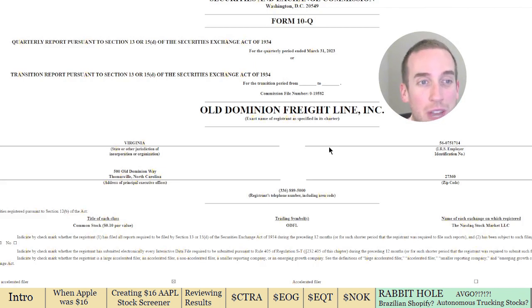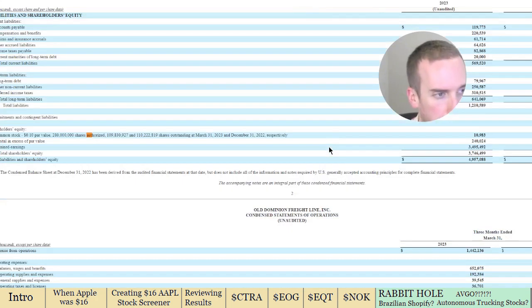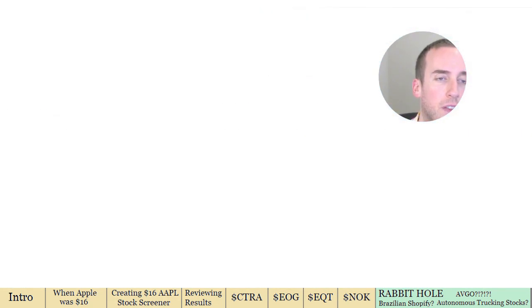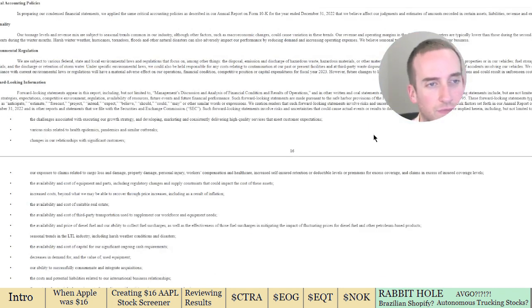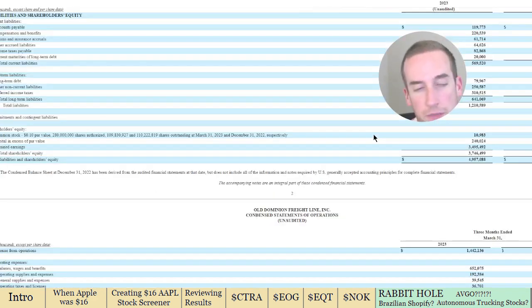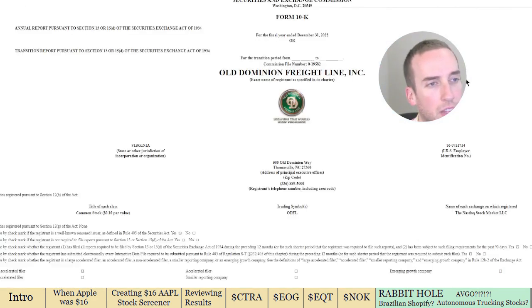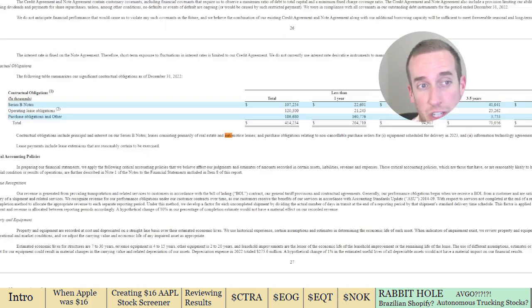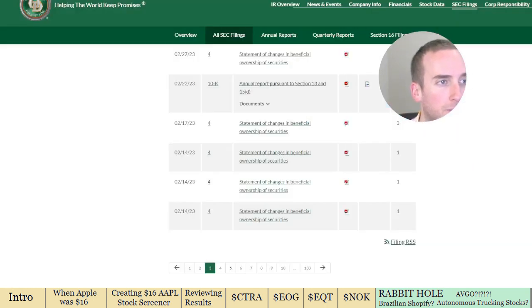Okay, the word autonomous, auto. The word auto's not even here. Come on. Here we go. Oh my God, seriously? The word autonomous? What a big bummer. Growth? Let's just search growth. Okay, it's in here 15 times. No autonomous. Okay, that's freaking annoying. See here, autonomous, auto. Okay, no autonomous. What a bummer. Old Dominion.